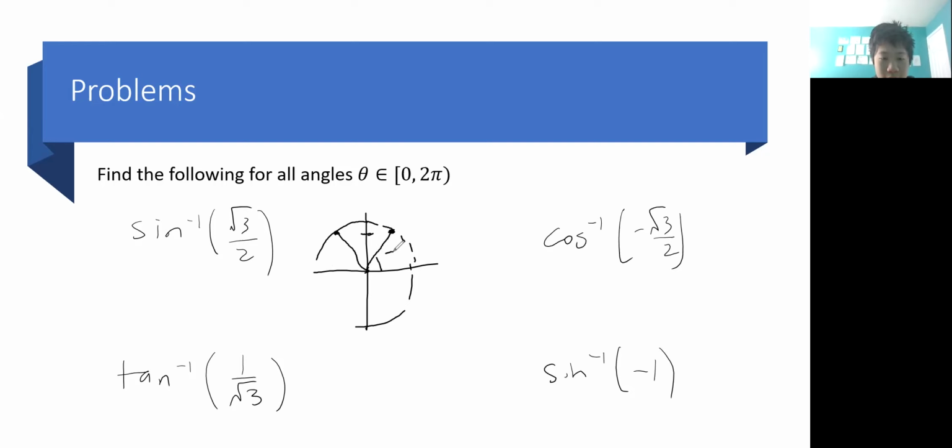Well, this is pi over 3. This is 2 pi over 3. So this thing can equal pi over 3 or 2 pi over 3.